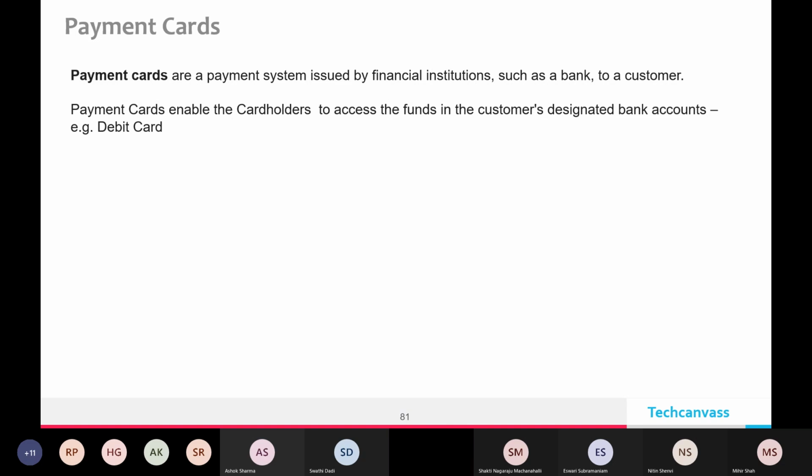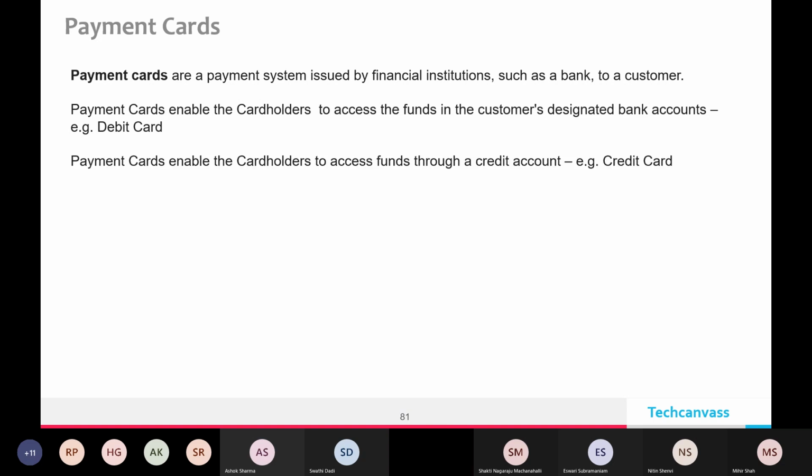If the payment card is attached to the customer's savings or current account where the funds are available, then we call it the debit card. If your payment card is attached to the credit account of the customer, then we call it the credit card. If a payment card is loaded with a certain amount of funds and can be used for making transactions, then we call it the prepaid card. So a payment card is nothing but a card where a payment system is attached to it, and it is issued by a financial institution.